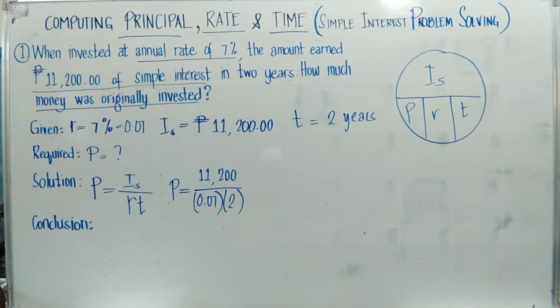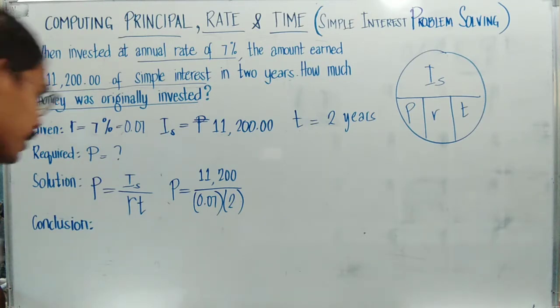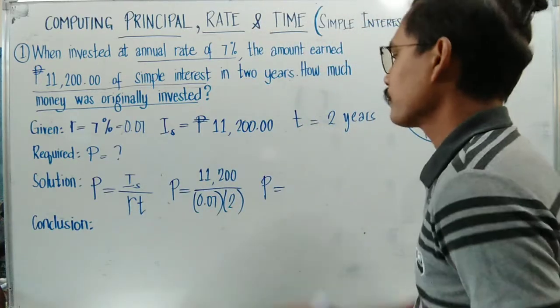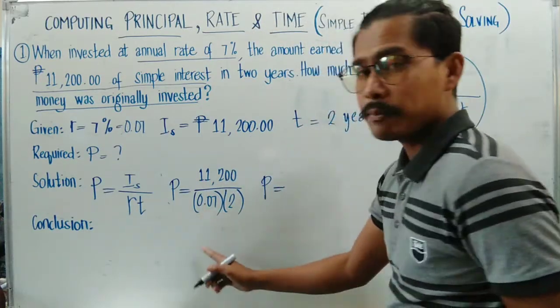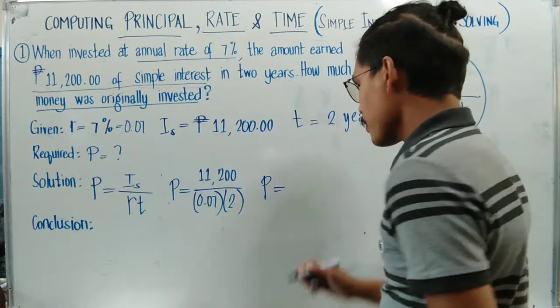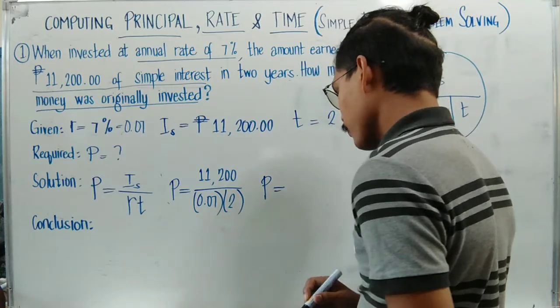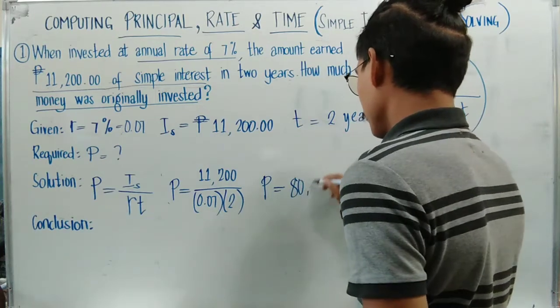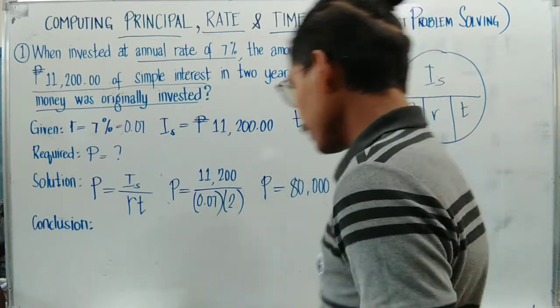Computing using your calculator, we have P equals 11,200 divided by 0.07 times 2. We have the amount of 80,000.